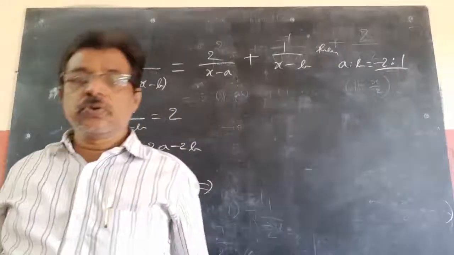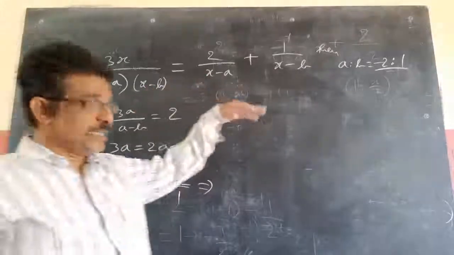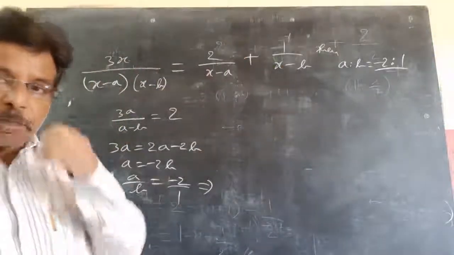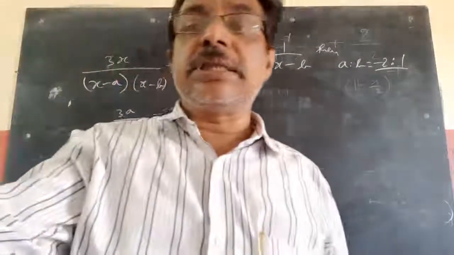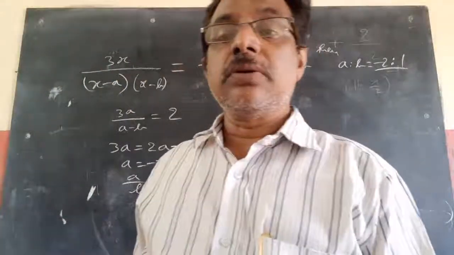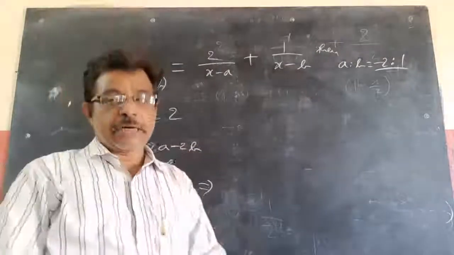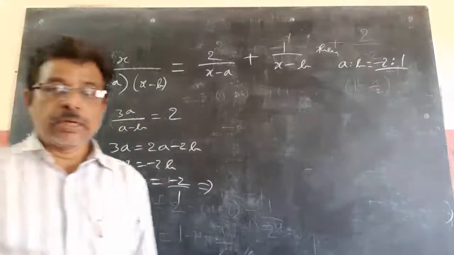Very simple. If you do the general method, it's very lengthy: taking LCM, comparing like terms. Because you don't know the value of a, you have to substitute, so it is a very lengthy process. Like this we can do the objectives, and the remaining part we will do in the next class. Enough for today.